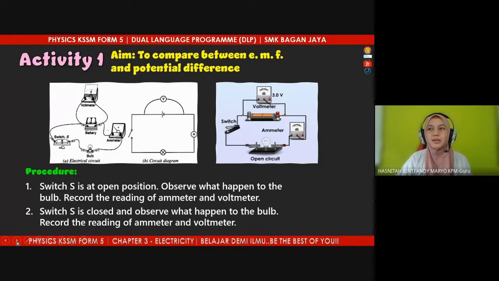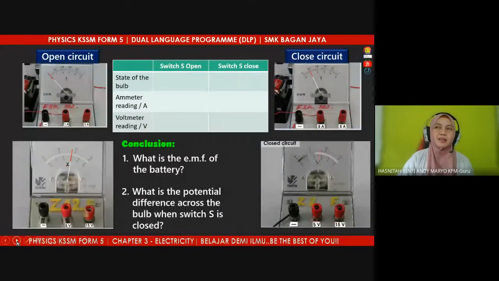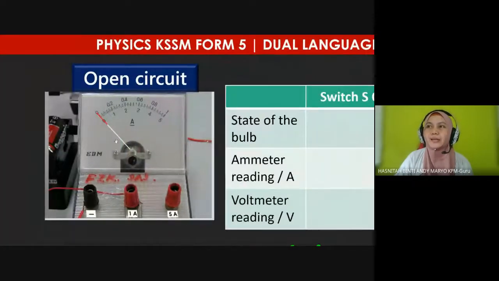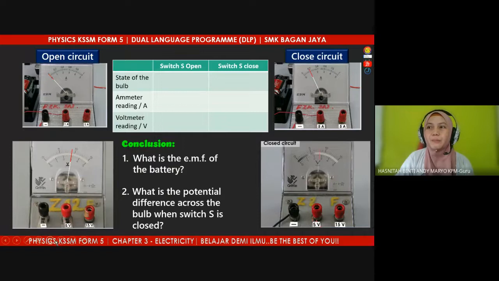So what will be the findings for this experiment? This is the diagram for the open circuit showing a reading on the ammeter and a reading on the voltmeter. On the right side is the diagram for the ammeter when the circuit is closed, and down there is the reading of the voltmeter when the circuit is closed. Can you see the reading shown there? When the circuit is open, meaning no current flow, you can see the ammeter reads 0. How about the voltmeter reading?